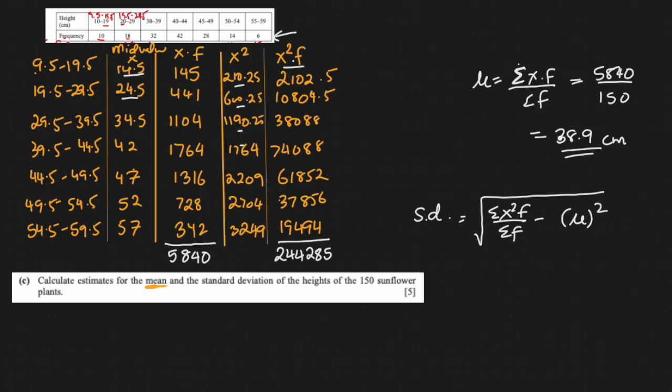And mean is already known to us. I just substitute the values here, which will be 244, 285. I added all of them. This is what sigma x square f is, divided by the number of values, which was 150, minus 38.9 square. Carefully put this in your calculator and you get your standard deviation.